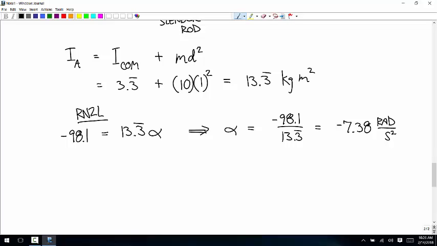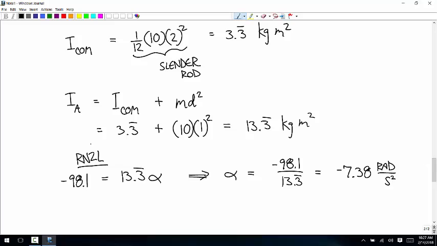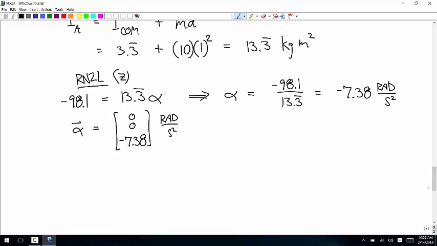Okay, so would this thing rotate clockwise or counterclockwise? Clockwise, because it's negative. Notice that we did this as a scalar equation, but moments and angular accelerations are really vectors. So what we're really doing here is rotational Newton's second law just for the z component. And so the angular acceleration vector is 0, 0, negative 7.38. Any questions about that? Okay, so that's the answer to A.